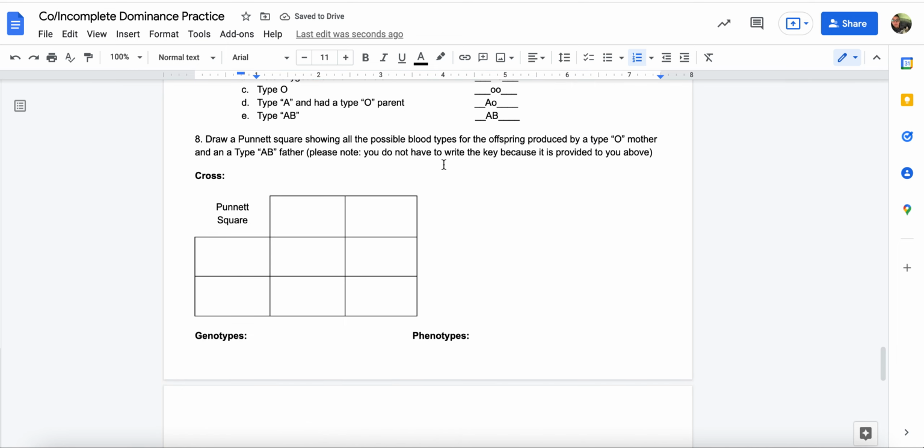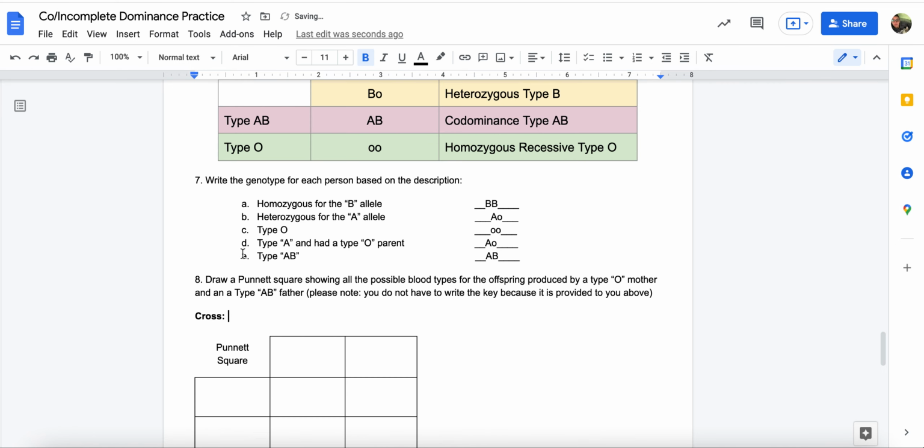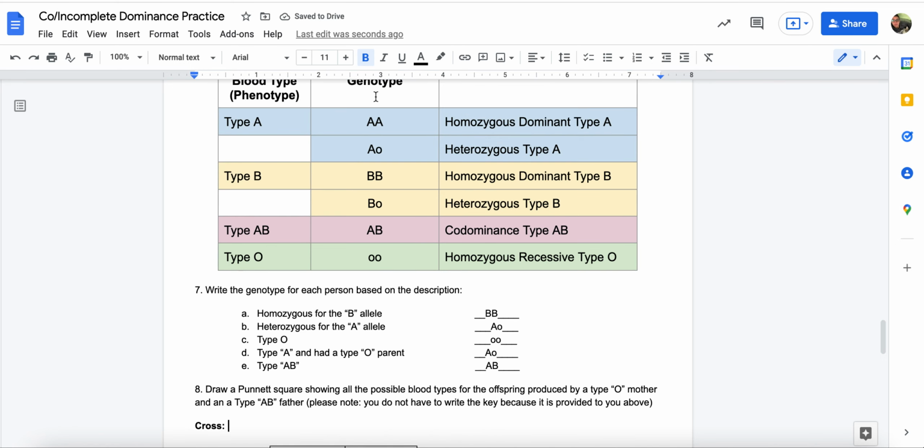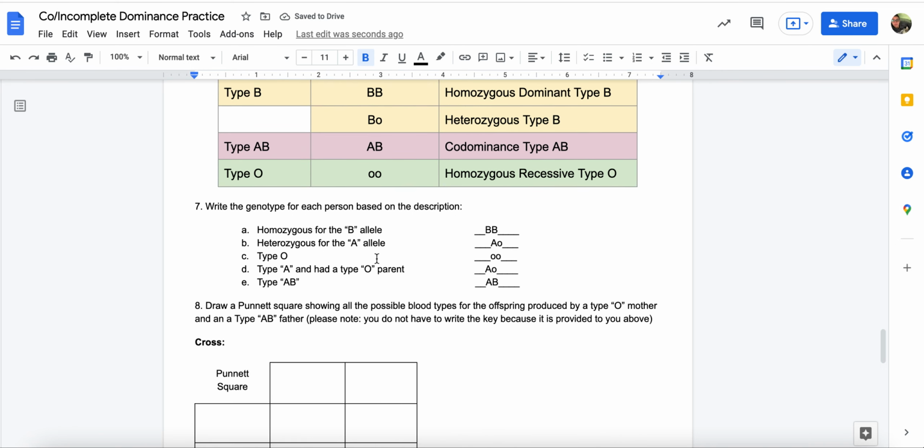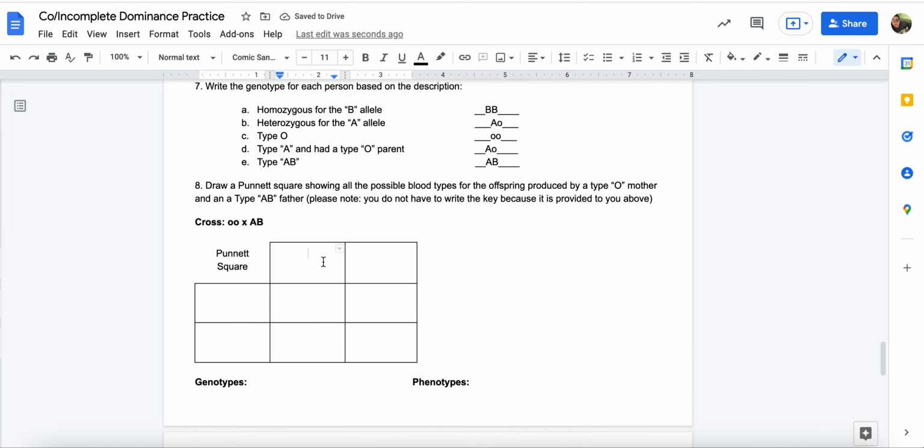Draw a Punnett square showing all the possible blood types for the offspring produced by a type O mother and a type AB father. So type O, we need to know the genotype. The genotype for type O is going to be 2 lowercase o's, crossed with AB. The genotype for AB is just AB. So we put O, O, A, B. Again, keep it in alphabetical order.